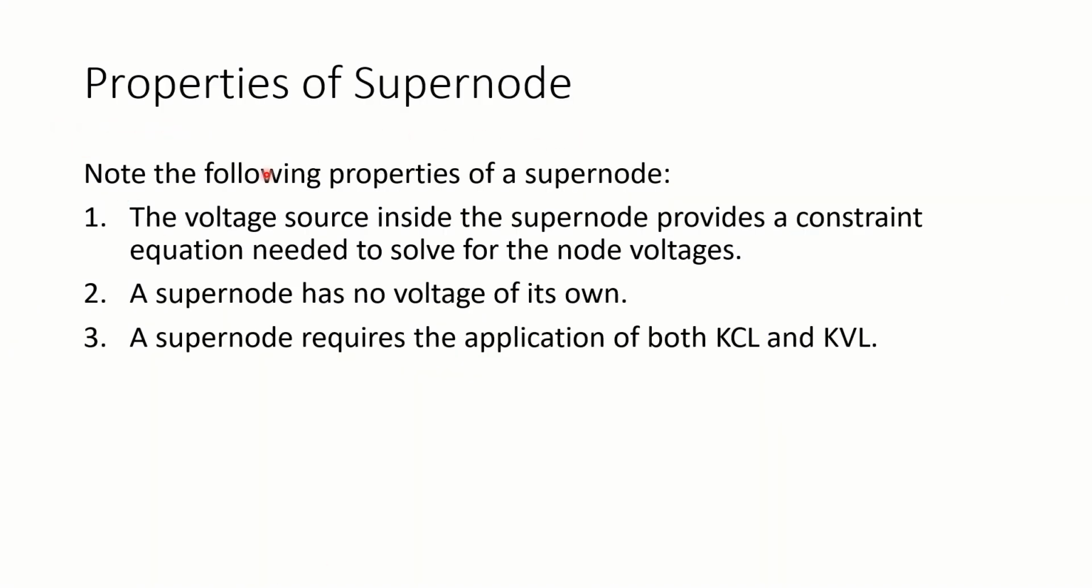Properties of a supernode. Note the following properties of a supernode: the voltage source inside the supernode provides an equation needed to solve the nodal voltages, a supernode has no voltage of its own, and the supernode requires both KCL and KVL in order to solve for the nodes.